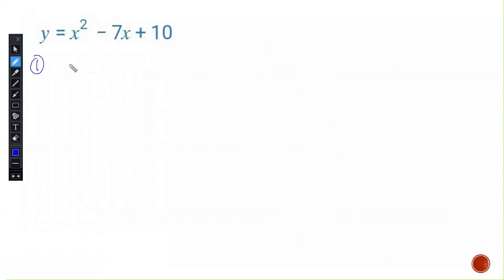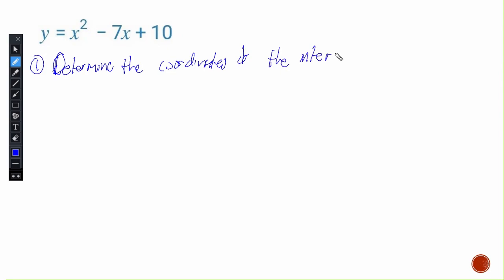Again, number one, let's start by calculating. Determine the coordinates of the intercepts. Calculate the coordinates of the intercepts, so your x-intercept and also your y-intercept. Starting with the x-intercept, we know that y is equal to 0. So we simply take this whole expression and equate it to 0.